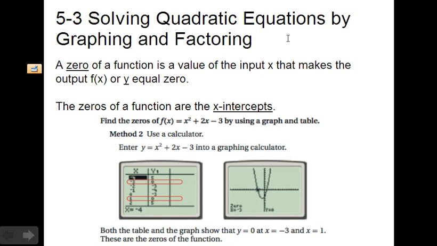I just wanted to go through Chapter 5, Section 3 with you real quick: solving quadratic equations by graphing and factoring. I'm going to talk about a few different things here and break this into two little videos for you, so there's kind of a lot to cover.